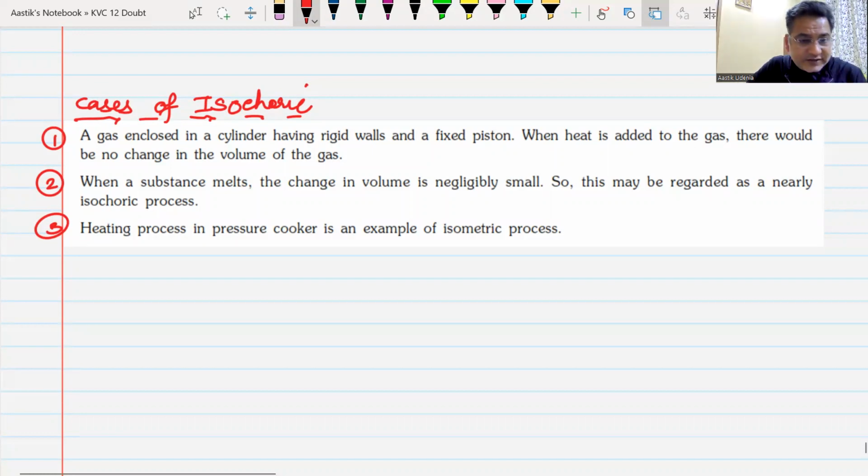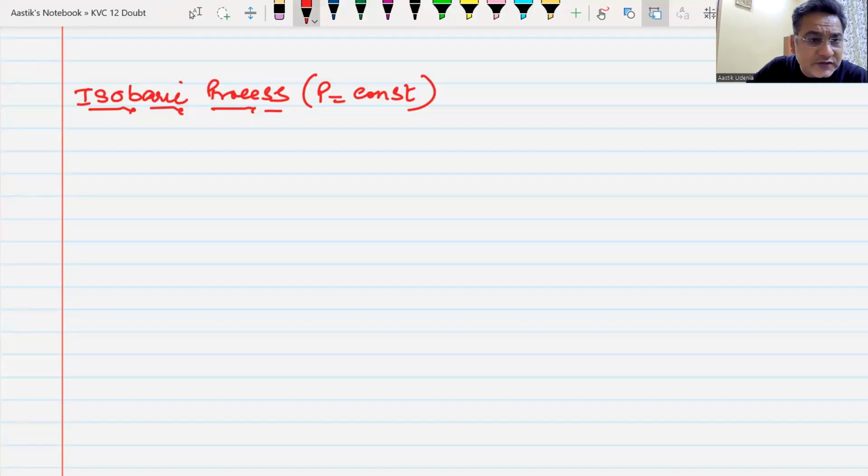After isochoric comes the next one. What is the next one? Isobaric. Isobaric process. Here, the pressure remains constant. Isobaric process is a process where pressure is going to remain constant. Everyone knows this, yes or no? Isobaric process is the process where the pressure remains constant.